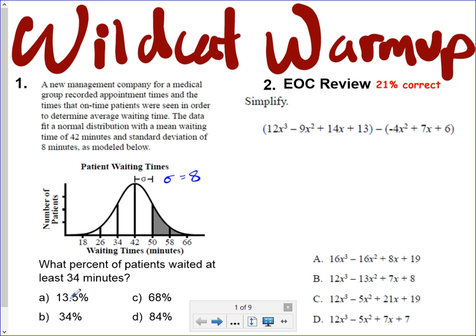Now you have to just look at the graph and see what part, at least, means what's bigger than 34. That's all of these sections. Now there's a couple ways you can add those percents up. You might say 68% plus 13.5 plus 2.4, which I think would give you 83.9.